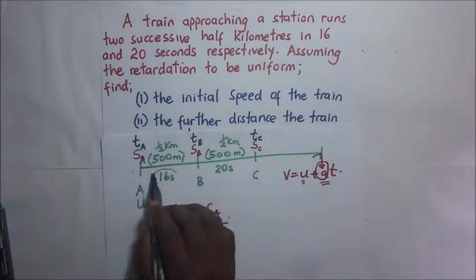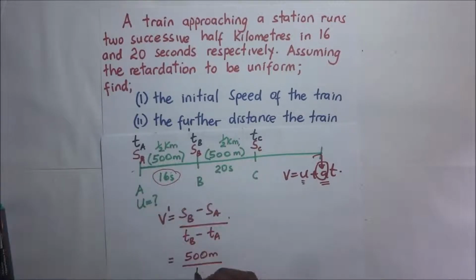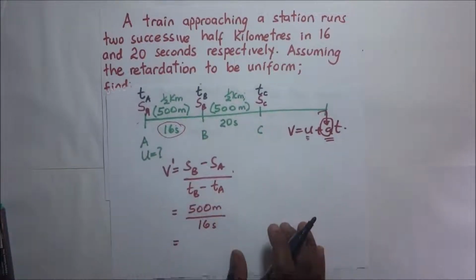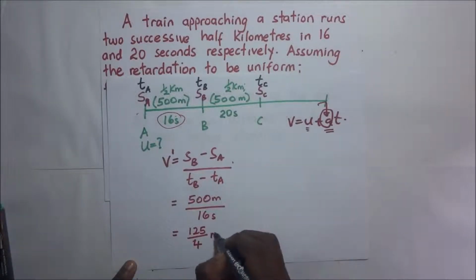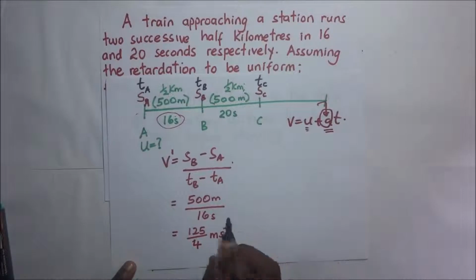TB minus TA is 16 seconds. The time taken is 16 seconds. And of course, 500 meters divided by 16 seconds, we shall end up with our average velocity being equal to 125 divided by 4. This is in meters per second.